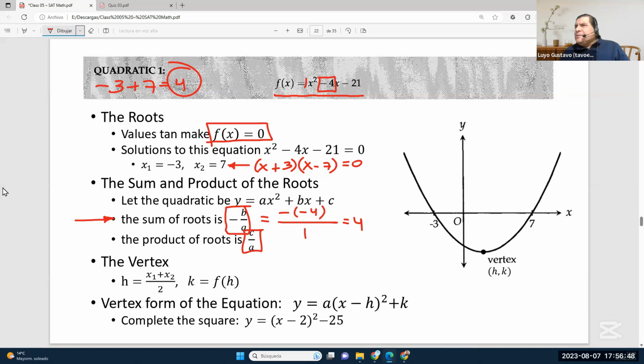So C over A is what? Negative 21 is the value of C here. Divide by 1 and you get negative 21. Can you see that the product of negative 3 and 7 is actually negative 21, right?